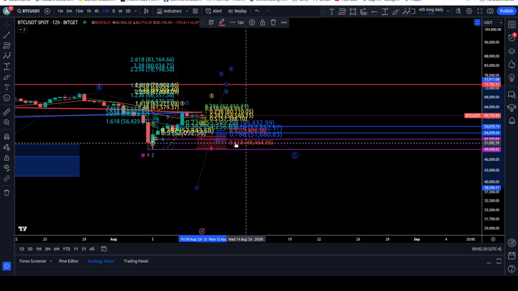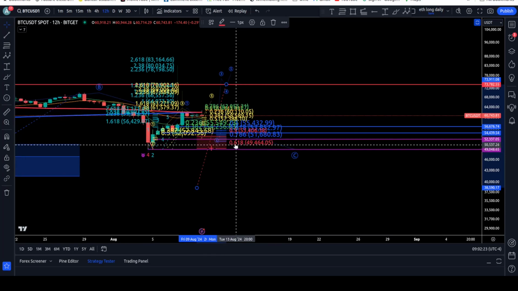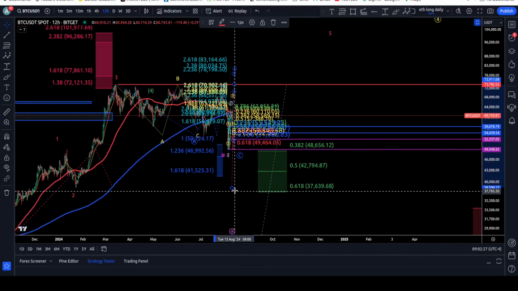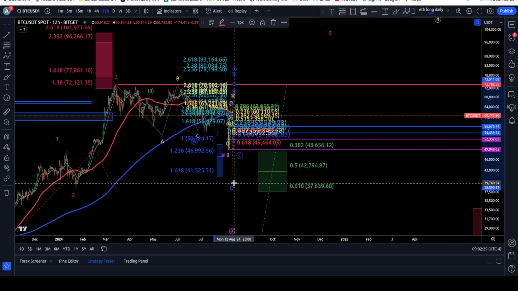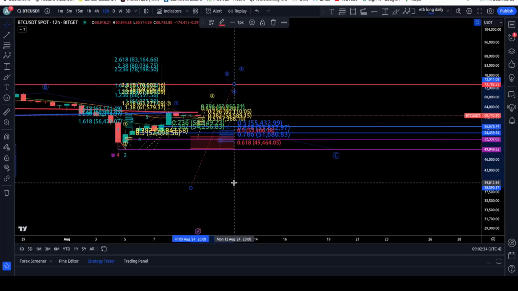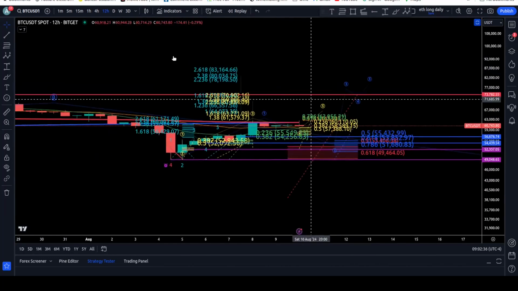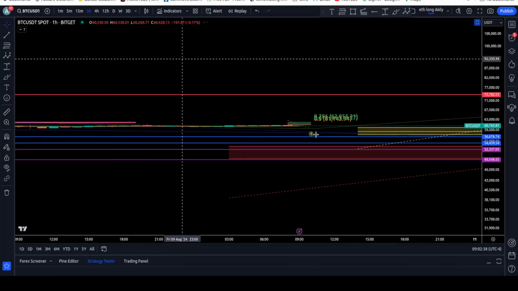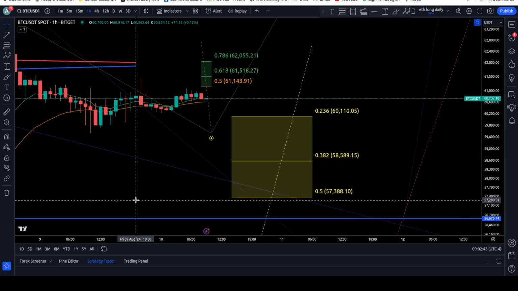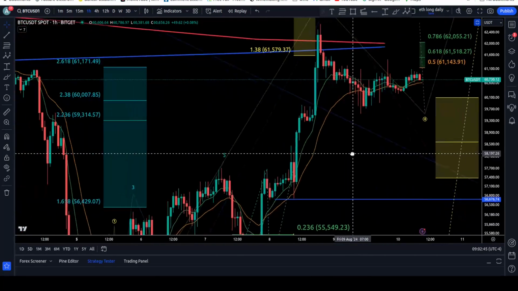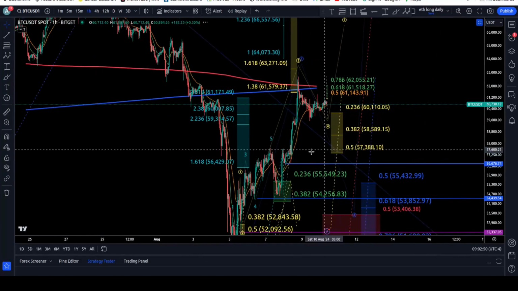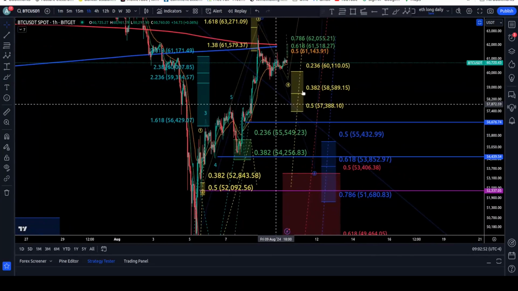Because we did reach the 0.618, we cannot afford to go lower. Otherwise I need to rearrange the counts after, and it's going to be a little bit messy. So we go to the 1 hour now. So I think pretty much that covered what I wanted to share with you guys. Be alert.